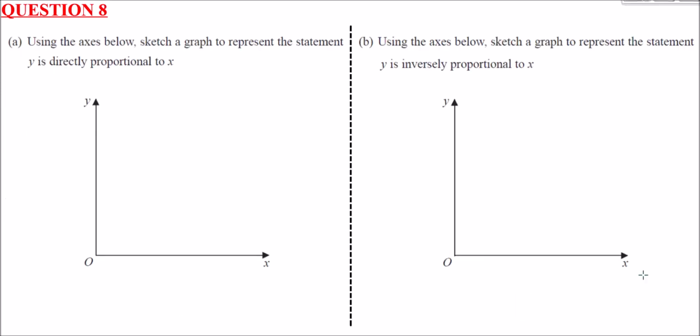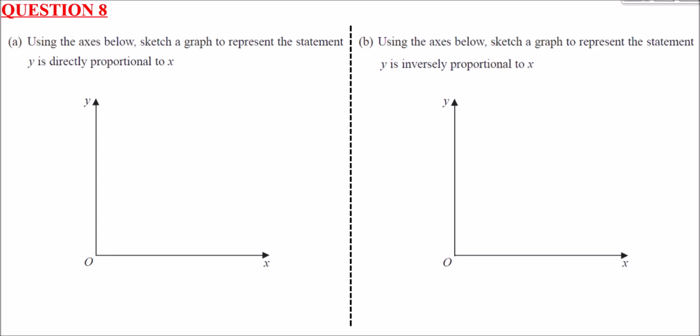Question 8 is about recognising graphs of proportionality. So part A, using the axes below, sketch a graph to represent the statement y is directly proportional to x. Well, if one thing is directly proportional to another, whether it be y directly proportional to x, A being directly proportional to B, whatever, a graph of one against the other will always have to be a straight line going through the origin. Not a straight line cutting the y-axis here or the x-axis. It has to go through the origin and has to be a straight line.